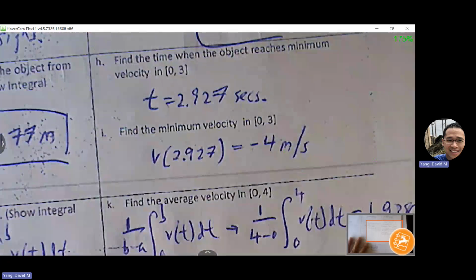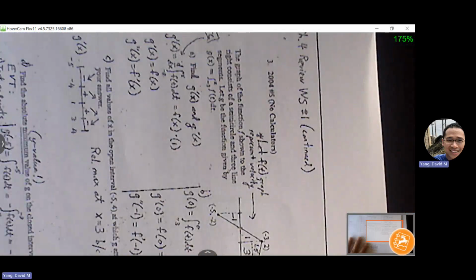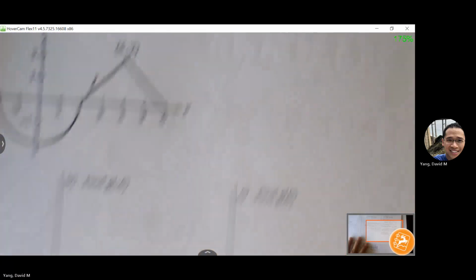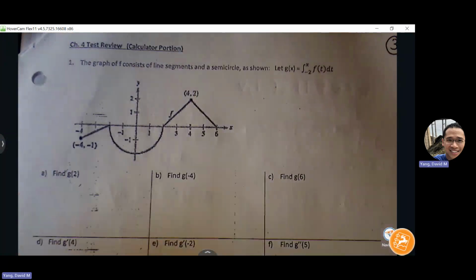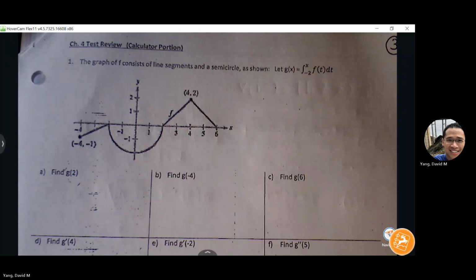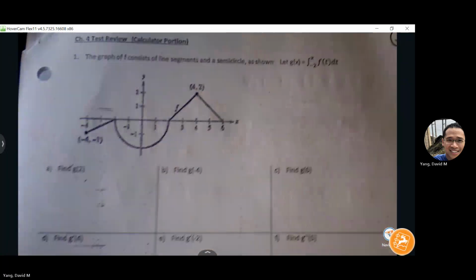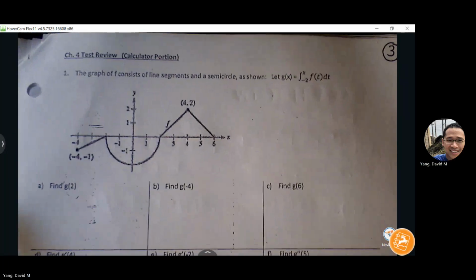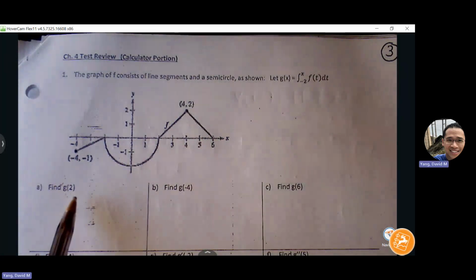Why don't we see if we can make some progress with the next page? Previous page, page 3. And let's do another 5 minutes of derivative graph. Okay, page 3. It's asking for G of 2, G prime, and G double prime.